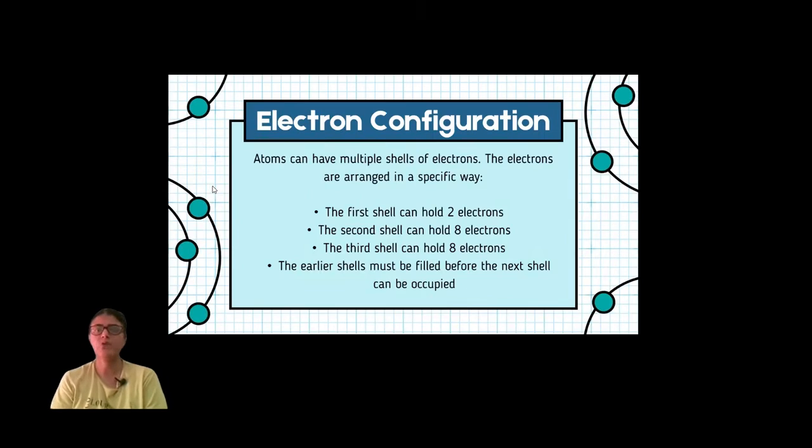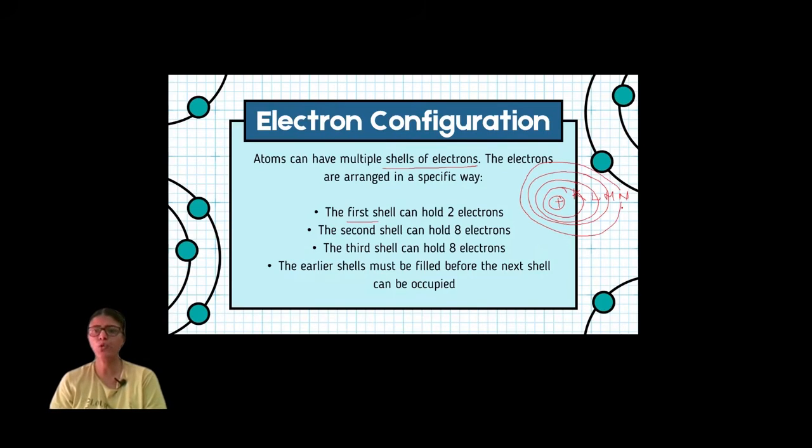Next is electron configuration. Atoms can have multiple shells of electrons. We already know here is the nucleus with a positive charge. You can see multiple shells around this positive nucleus. And we can name these shells like this: K, L, M, N, up to N we take.